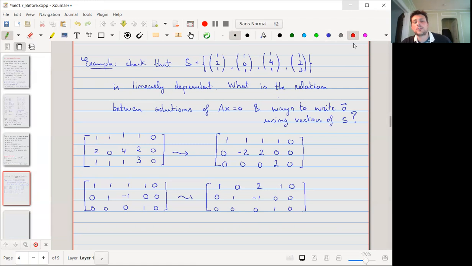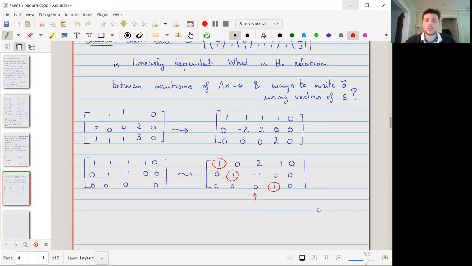Okay, let's look at the pivots here. There's 3. However, there is one column that is not a pivot column in A, which means that this homogeneous linear system has a free variable. And in this particular case, the free variable is x3, which means that the set S is linearly dependent. Okay, we've done part 1 of this problem. We showed that it is linearly dependent.